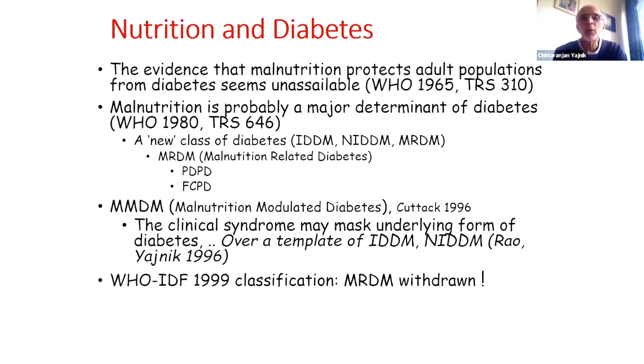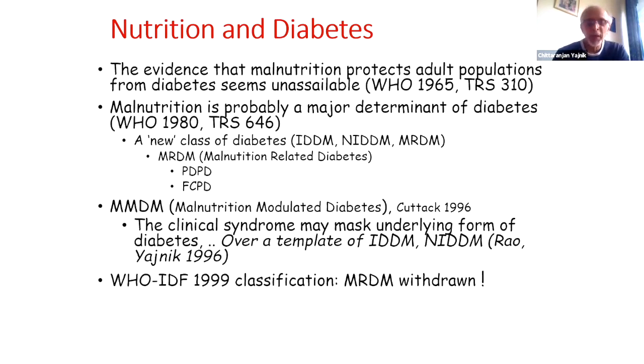But a whole lot of research from India and other tropical countries came to the front in the 1970s and 80s, so that the 1980 WHO committee said malnutrition is probably a major determinant of diabetes, a complete turnover.